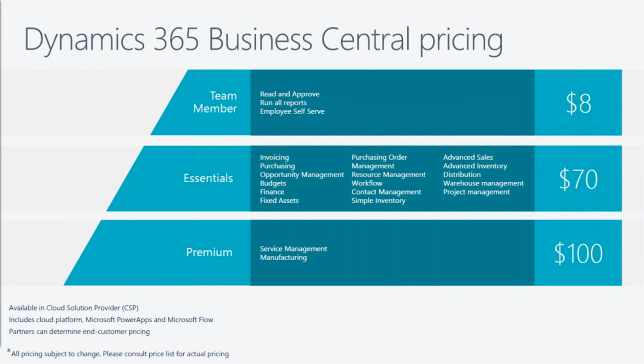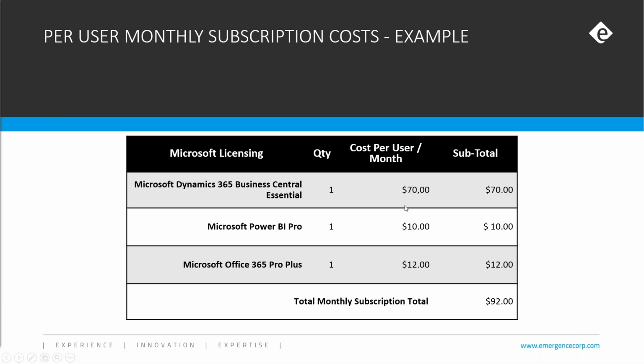So typically what we see at this point is an Essentials license, a Power BI Pro license, and then the license for Office 365. That takes a common user to $92 per month. Now keep in mind that Office 365 is your Word, your Excel, and your Outlook. So you as an organization may have already transferred to this, and you already have that cost for your employee. So really we're looking at the $70 plus the $10 to get up and running with Business Central and to be able to do those charts, dashboards, and graphs with Power BI Pro.